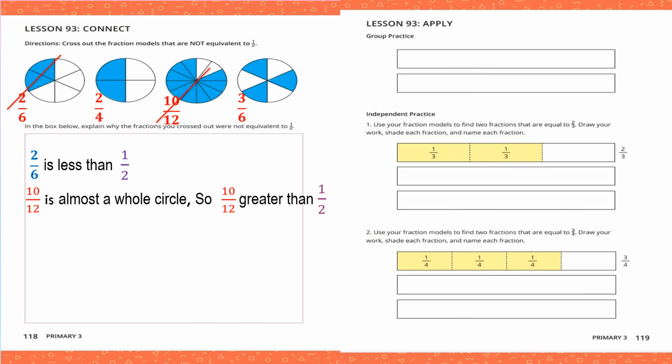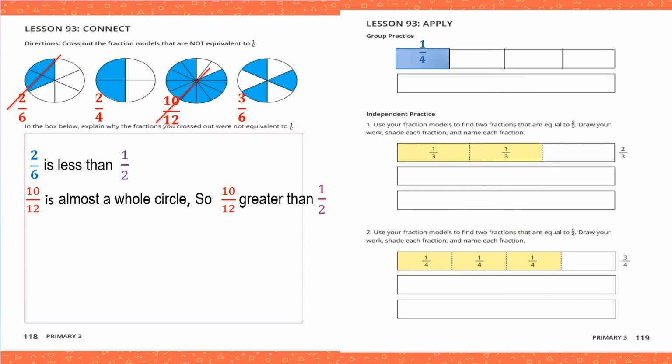Lesson 93. We have here, I can write 1 over 4. So I need to divide this part into 4 equal parts. Then each part is 1 over 4. And I want to find an equivalent fraction to it. So let's multiply the numerator and the denominator by 2. It will be 2 over 8.